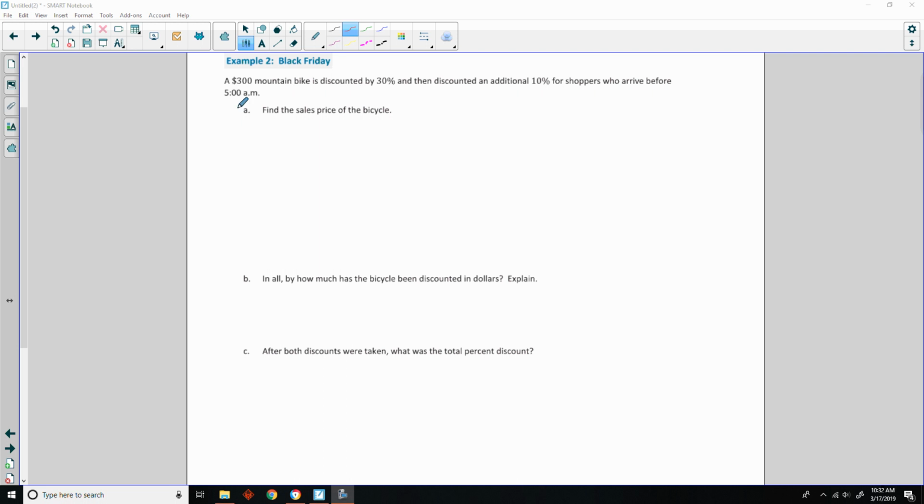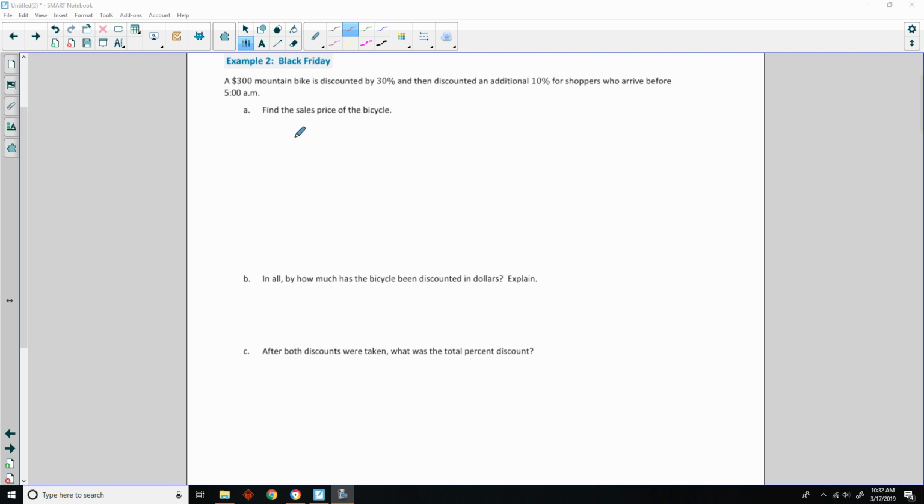Example 2, Black Friday. A $300 mountain bike is discounted by 30% and then discounted an additional 10% for shoppers who arrive before 5 a.m. If any of you have ever been out the day after Thanksgiving, the Friday after Thanksgiving is Black Friday. Find the sales price of the bicycle.